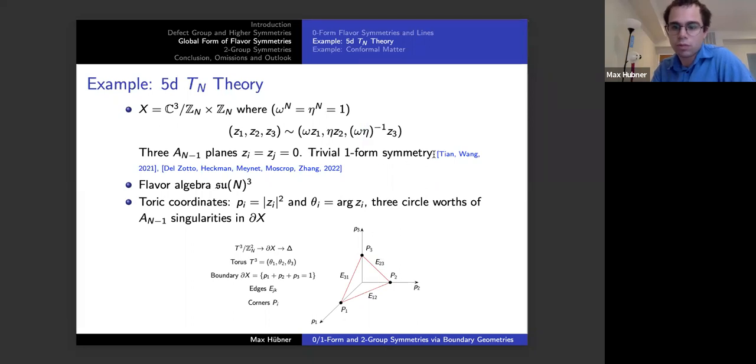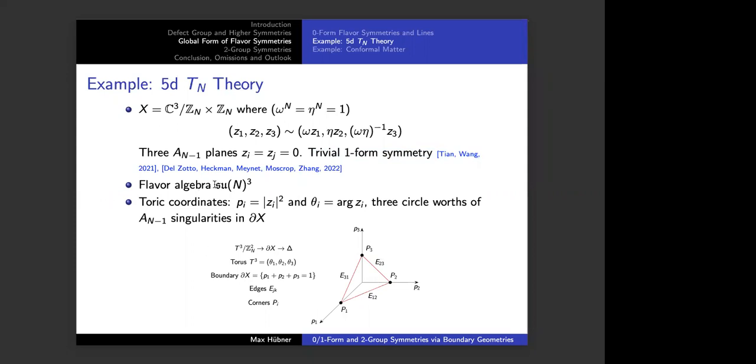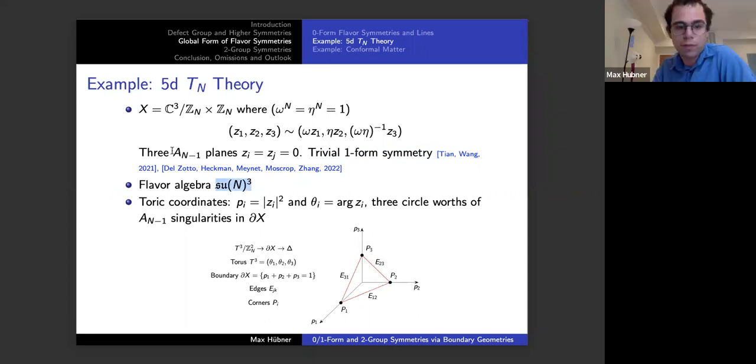Right, and so, okay, what do I say? I wanted to now say that this one has trivial 1-form symmetry. And this was shown by a paper late last year and early this year. So now the naive guess for the flavor symmetry of this theory is, well, we know the algebra. We have 3 planes, so we have SU(N) cubed. And now I want to understand what is the global form. And for this, we need to understand what are the flavor Wilson lines.